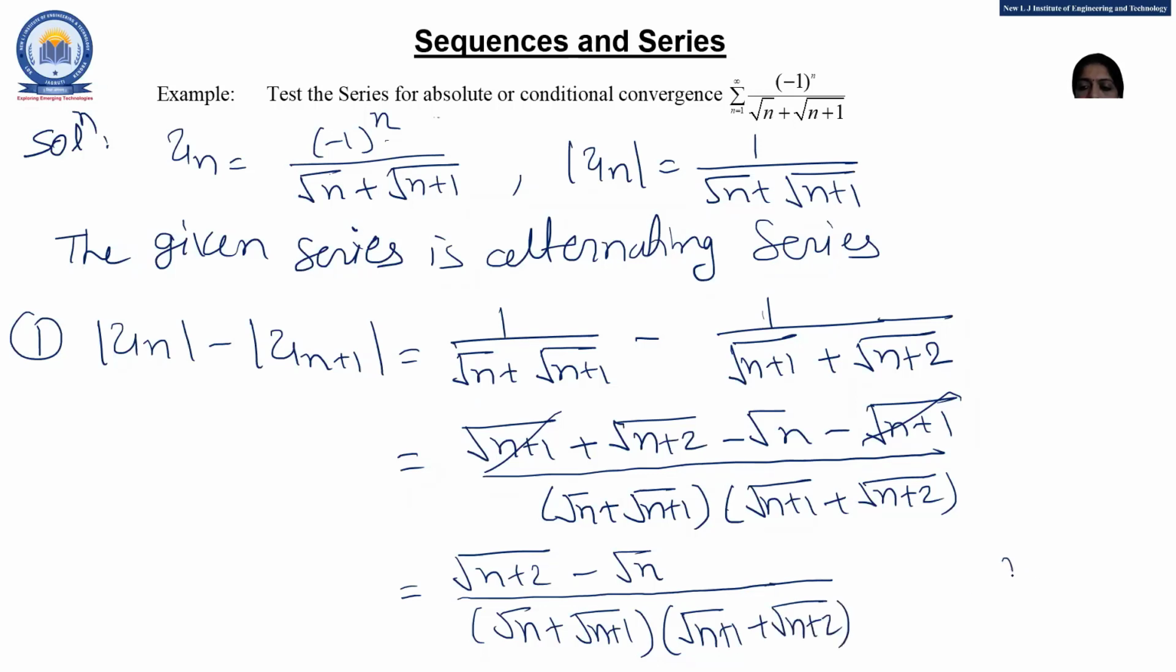Here small n belongs to capital N. In the denominator, all terms are positive. And in the numerator, obviously root n plus 2 is greater than root n, so this subtraction is positive. Our final answer is strictly positive, so our first condition is satisfied. From the first condition, |un| is greater than |un+1|.